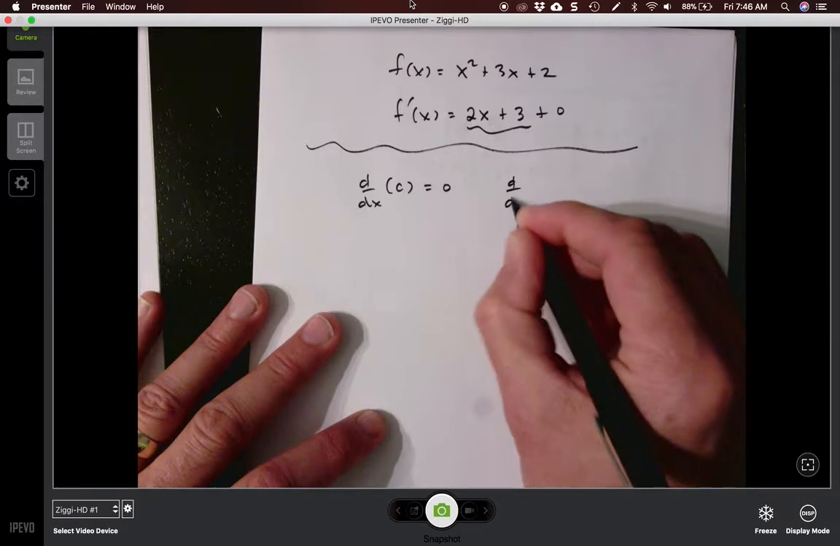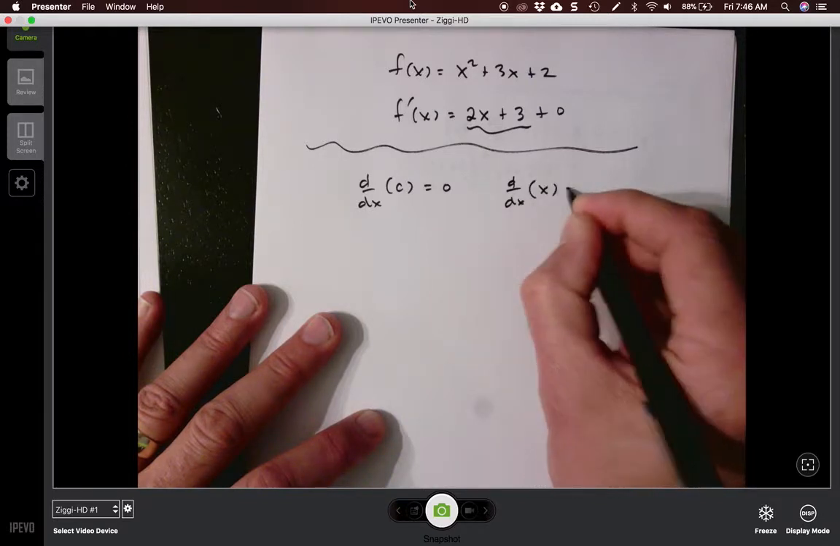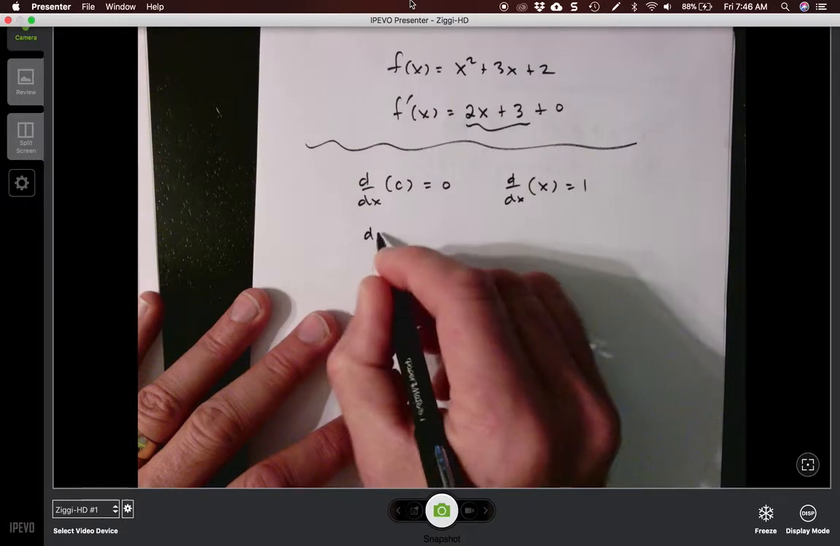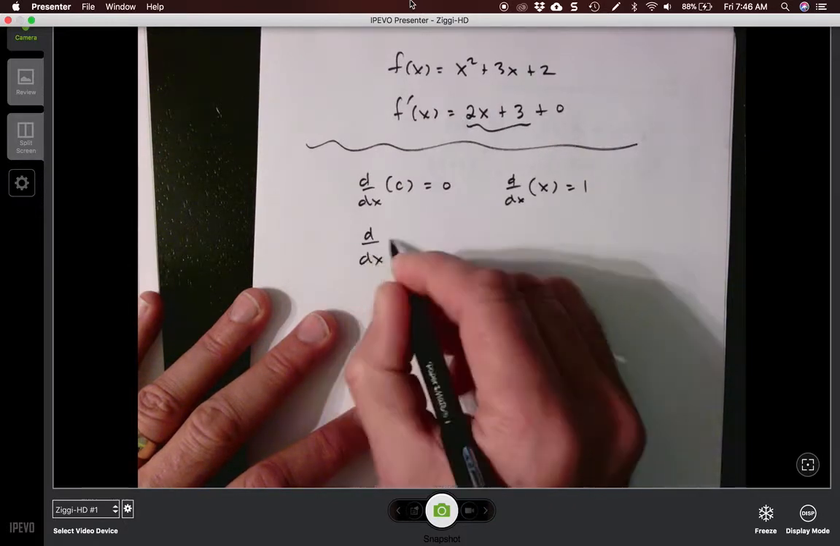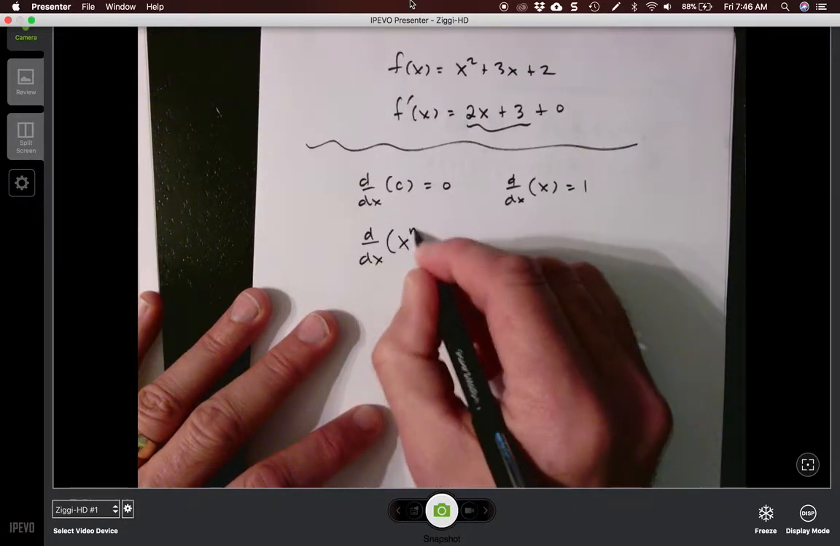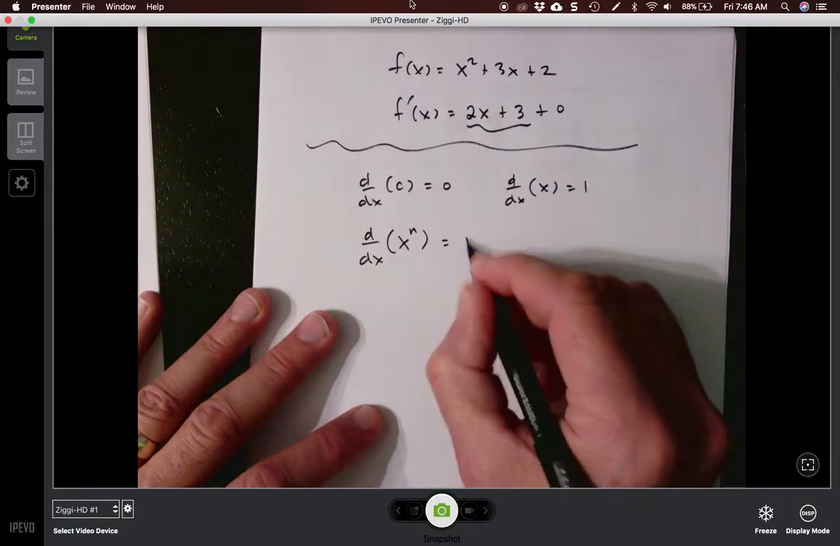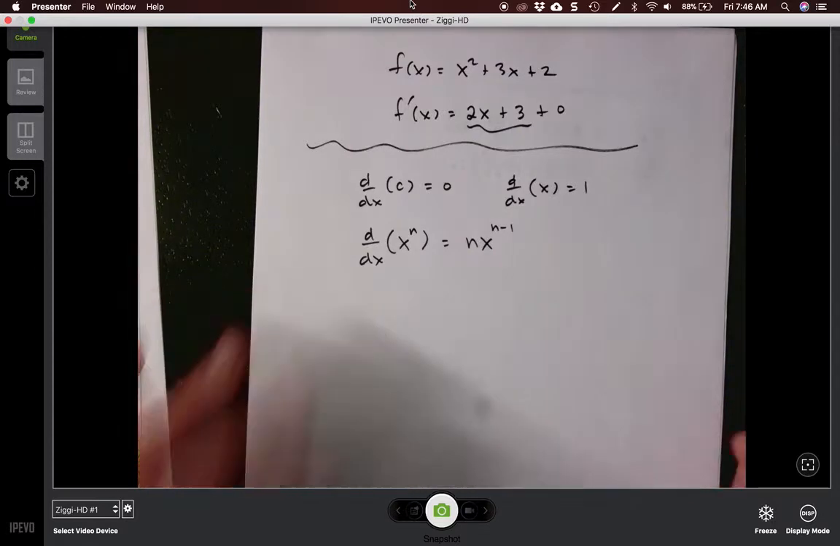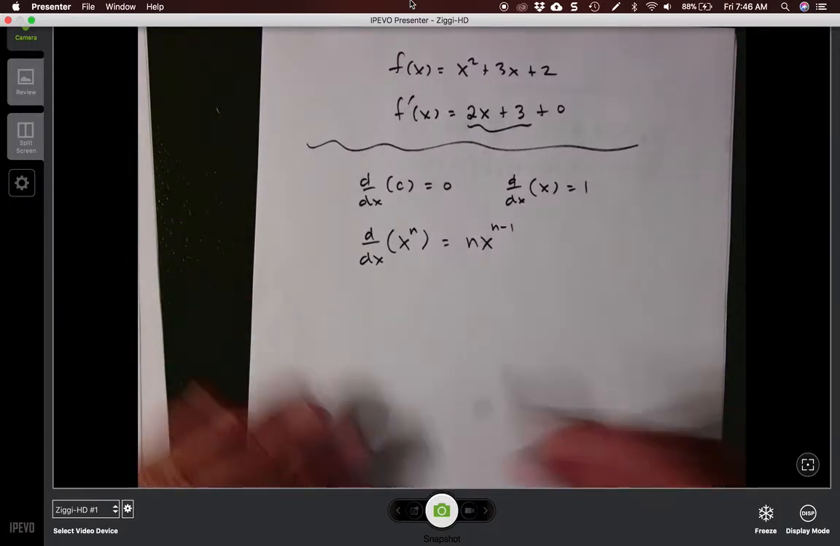The derivative with respect to x of x was 1. Okay, then we had the derivative with respect to x of x raised to a power. And this is one you're going to run into over and over and over because we work a lot with power functions, is n x to the n minus 1.